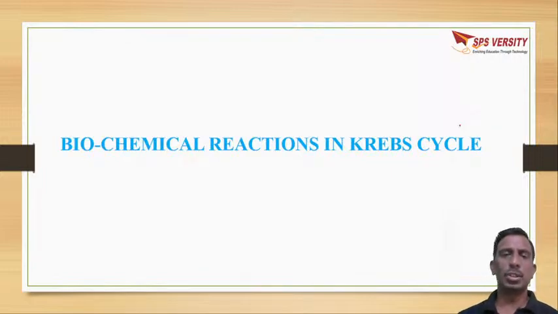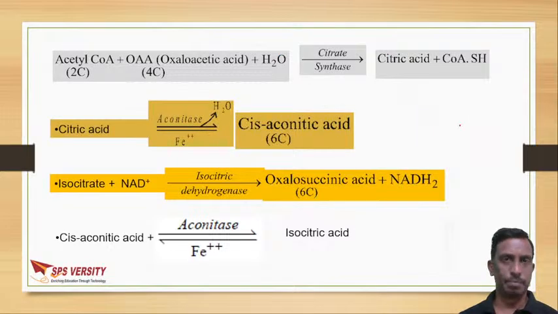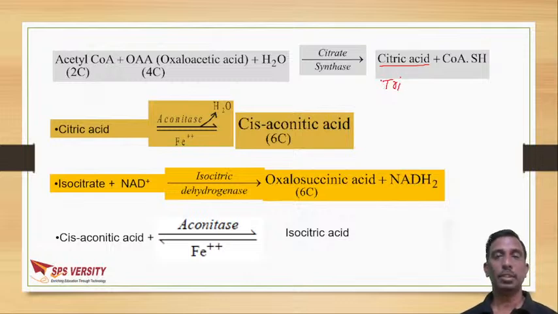If you look into the biochemical reactions step by step, this is step 1: acetyl coenzyme A on condensation with oxaloacetate will form citric acid. The first stable compound is citric acid. That's why it is called the citric acid cycle. And in the citric acid cycle there are 3 carboxylic acids, so it has another name, the tricarboxylic acid cycle. This citric acid will undergo dehydration and form cis-aconitic acid.